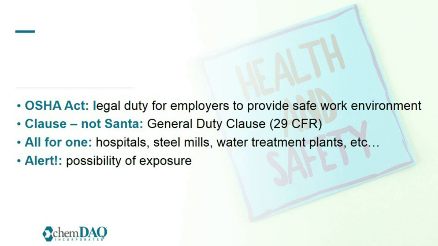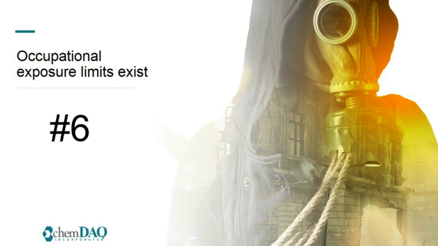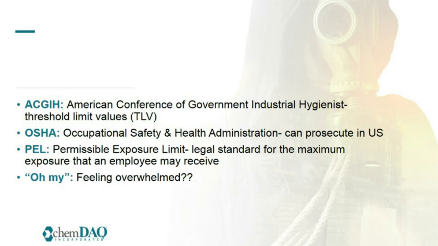This brings us to number 6. Occupational exposure limits already exist. So I'd like to ask you another question here. At what concentration is a toxic gas toxic? Well, the ACGIH, the American Conference of Governmental Industrial Hygienists, developed threshold limit values, TLVs, in the 1940s, and they regularly updated them as data became available.